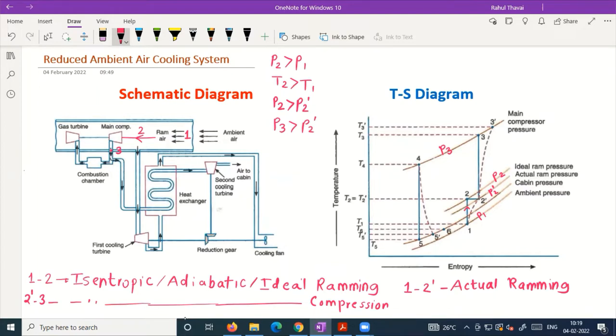At the same time, when you talk about the temperature, obviously it's a compression, so during compression the temperature will also increase. The temperature at point number 2 dash is T2 dash and the temperature at point number 3 is T3, and you will observe that T3 is greater than T2 dash. This is because it is compression. But this 2 dash to 3 is the ideal compression, that is isentropic or adiabatic. This compression can also be actual, that is 2 dash to 3 dash.